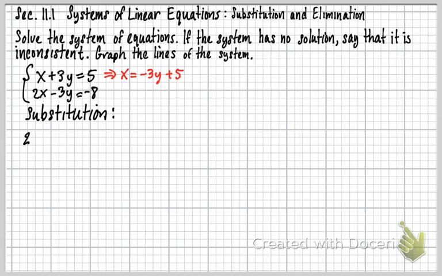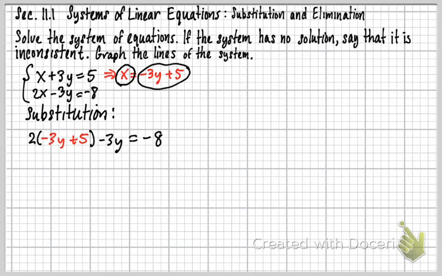If I have a 2 here, that's that 2. Then I ran into an x. So instead of the x, I'm going to put negative 3y plus 5. Then I have a minus 3y, and then equals negative 8. Essentially, I just wrote the second equation down with negative 3y plus 5 instead of x. Now I'm just going to simplify this and solve it for y.